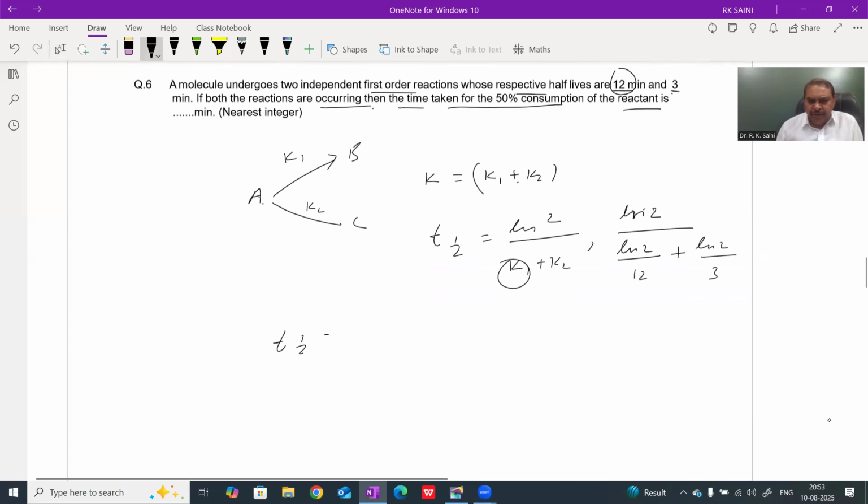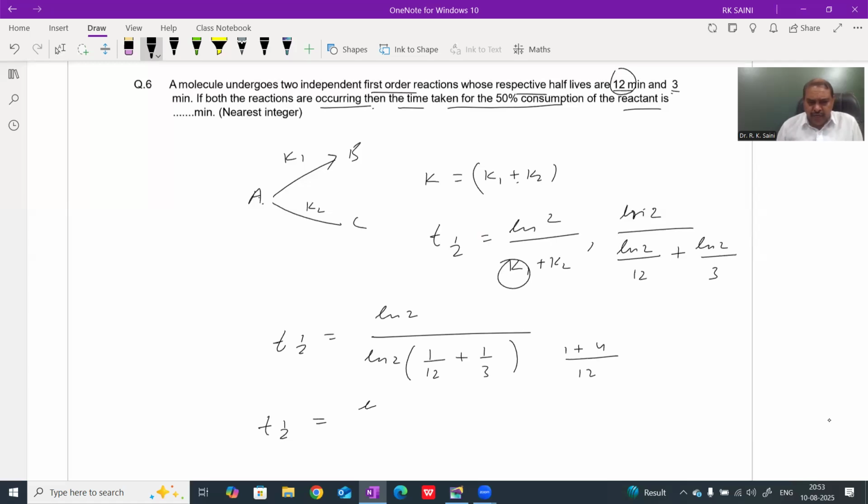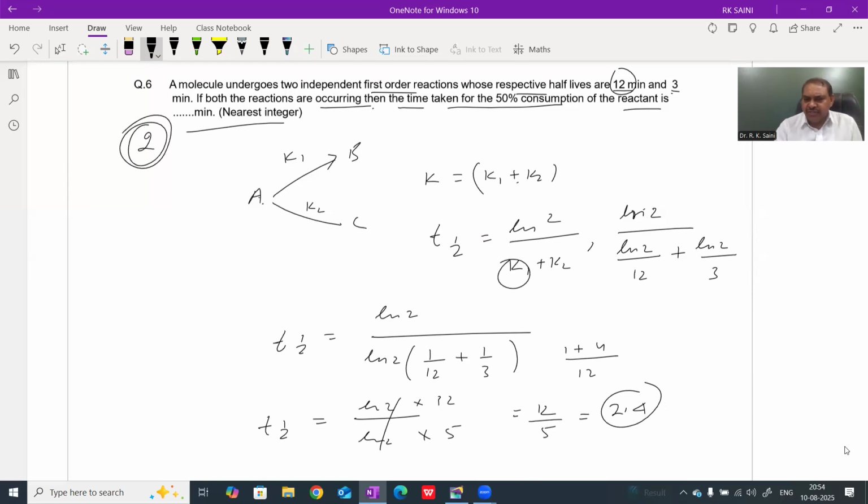Half-life T half equals ln2, taking ln2 common, therefore 1 upon 12 plus 1 upon 3. Taking LCM 12, 1 plus 4, and hence half-life equals ln2 upon ln2 into 5 upon 12, and hence your answer is 12 upon 5, nearly 2. The actual answer is 2.4, but we write the nearest integer. Therefore, we mark 2.